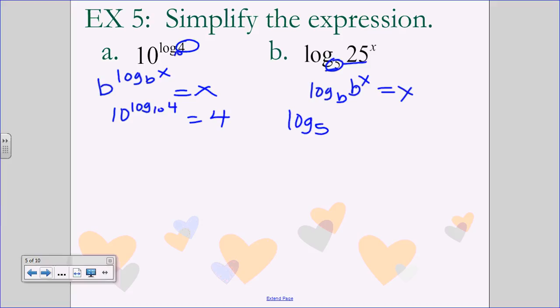And then the 25, to get it to be a 5, well, 25 is 5 squared. So 25 to the x is equivalent to 5 to the 2x. So log base 5 of 25 to the x is the same thing as log base 5 of 5 to the 2x, because the 25 is just 5 squared. Now we have something where the bases match, a 5 and a 5. So that gives us 2x as our answer. This simplifies to 2x.